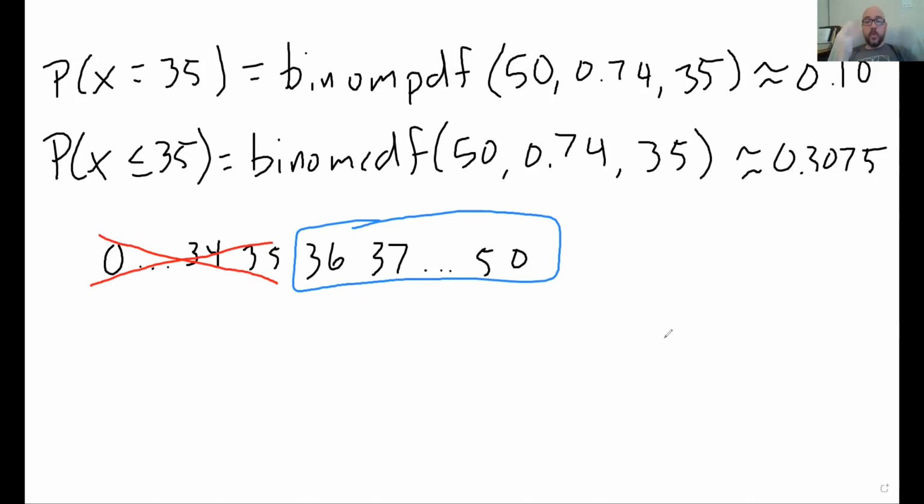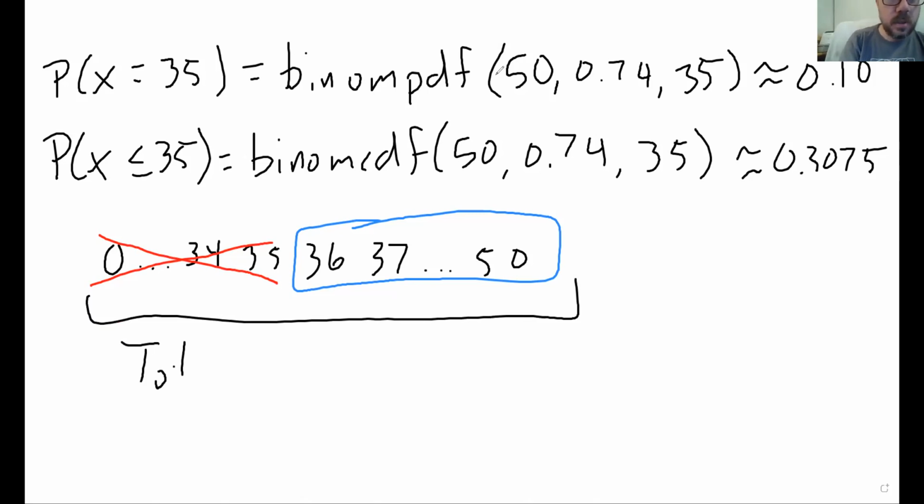So that's what I'm going to do. I'm going to do 1 minus binomial CDF of 35. So 1 is the whole thing. So let me get this on here. Total probability equals 1.